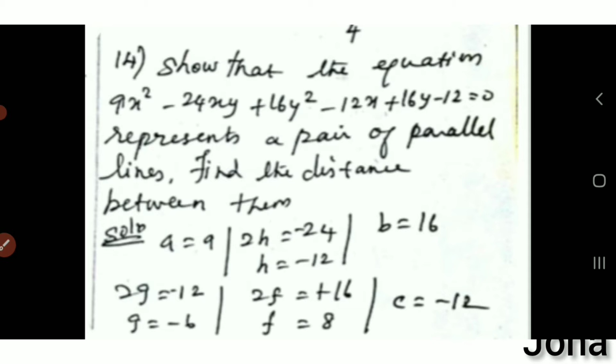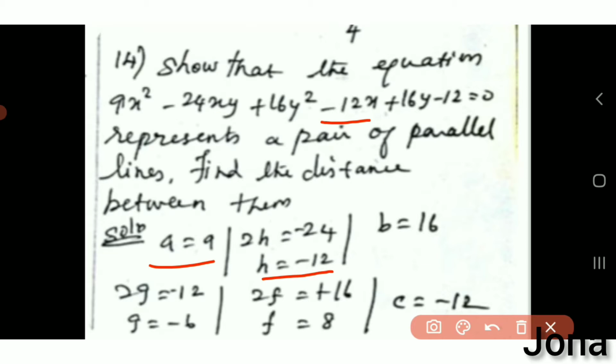Okay, let me see here. Here we have to compare the given equation along with the general equation. Therefore, we got a equal to 9, 2h equal to minus 24, therefore h equal to minus 12, and b equal to 16, then 2g equal to minus 12, so g equal to minus 6, 2f equal to 16, therefore f equal to 8, c equal to minus 12. Now we got the values of a, b, c, then f, g, h.